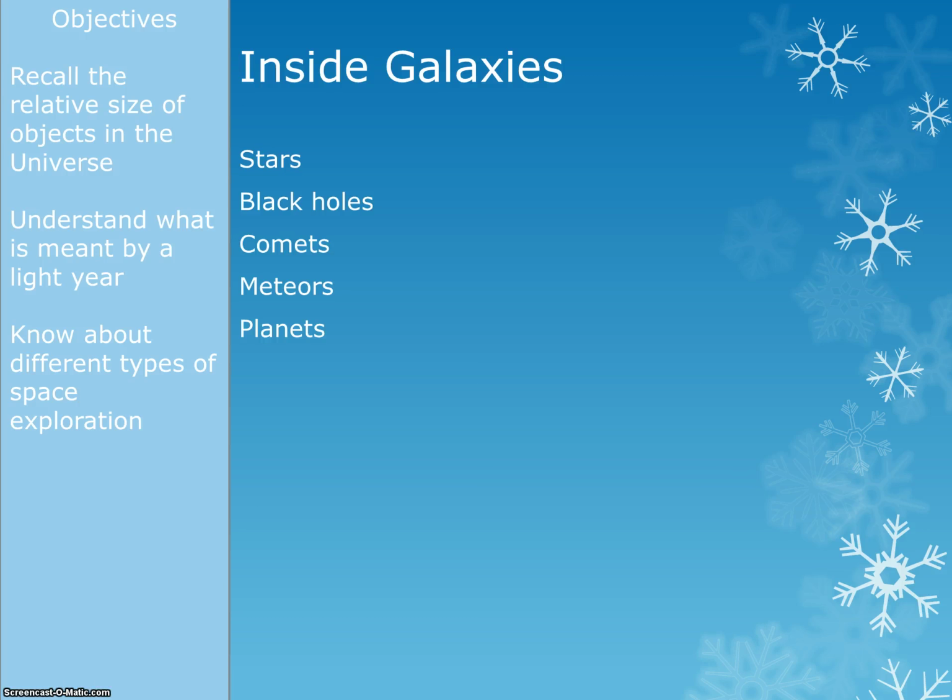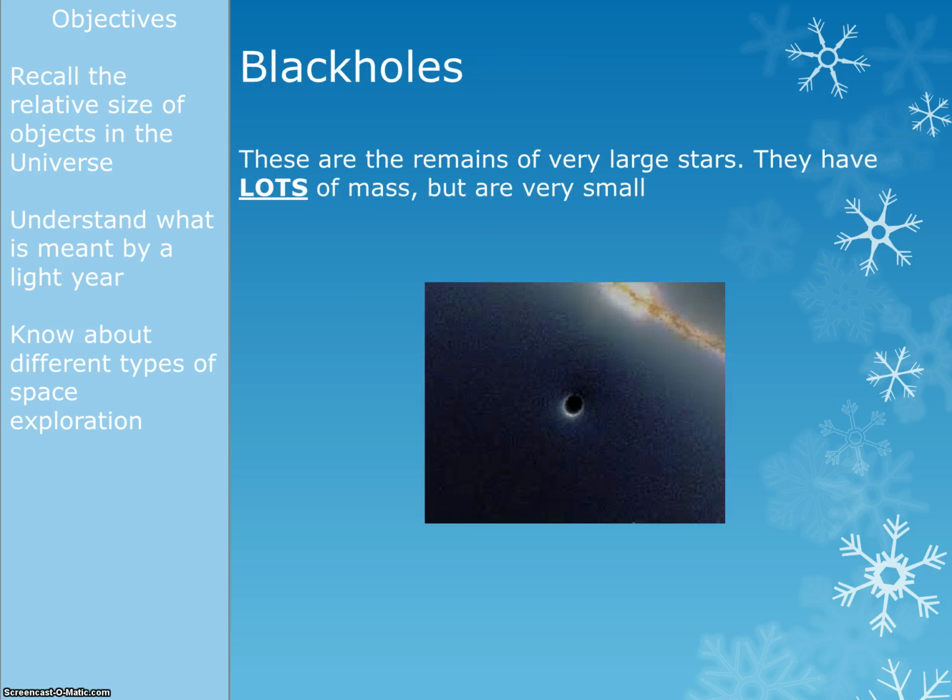Now, stars are the biggest thing inside galaxies. Black holes tend to be pretty small, although there is the prevailing theory that at the centre of every galaxy there is a supermassive black hole that the galaxy is orbiting, which is quite cool. You don't need to know that for the GCSE, just thought I'd throw that in for you. And then we've got comets, meteors and planets, which are all much, much smaller than stars. So let's start with black holes.